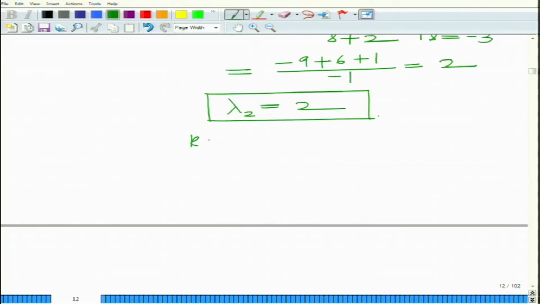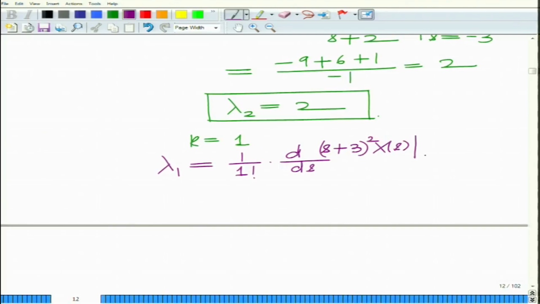Now, if we set k equals 1, we have lambda 1, since r minus k is 2 minus 1, which is 1. It is 1 over 1 factorial times the first order derivative of, I am sorry, not X(s), that is (s plus 3) whole square times X(s) evaluated at s equal to minus 3.